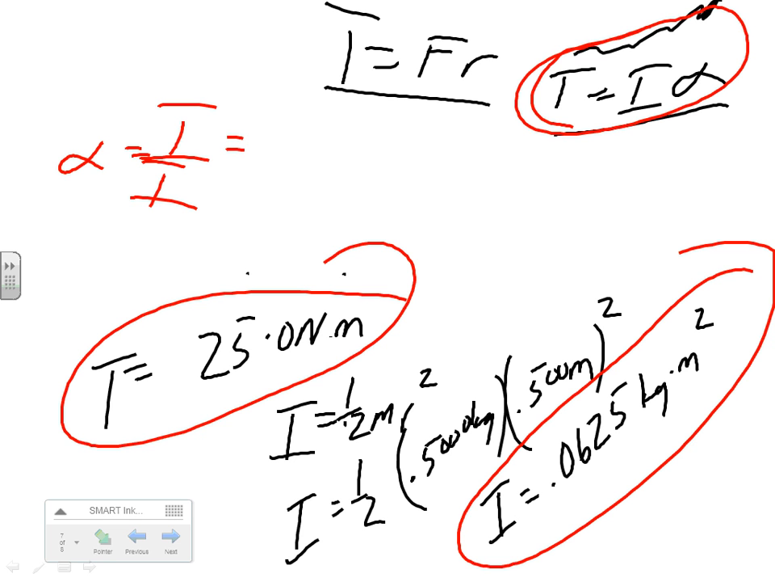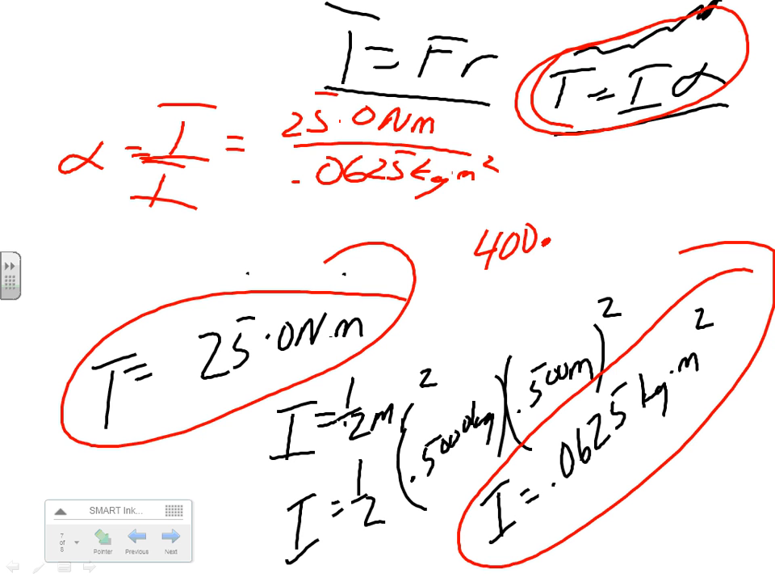So our torque, 25, divided by our inertia, 0.0625 kilogram times meters squared. Let's divide that out. 25 divided by 0.0625. We end up with 400. It should be 400 with a decimal point.